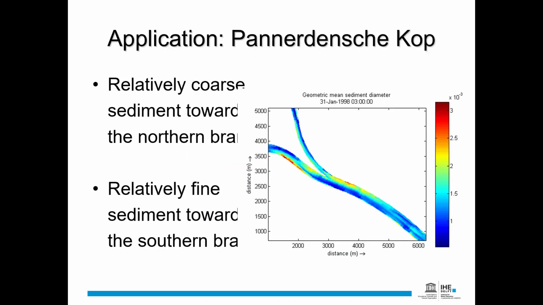You can also see some application of these models. It was applied to a bifurcation of a river, so relatively coarse sediment was going towards the north branch and finer sediment towards the southern branch. So this was an application where these types of models have been used.